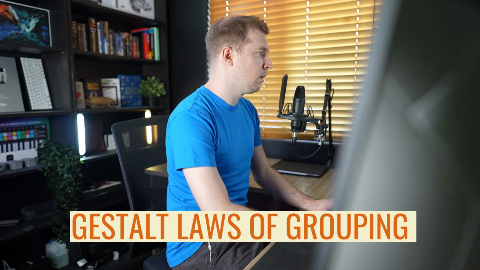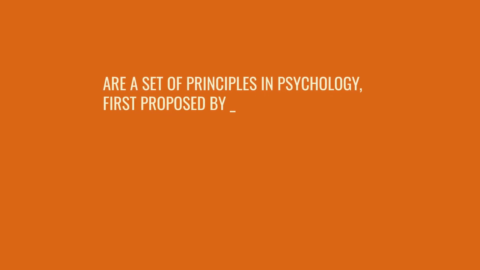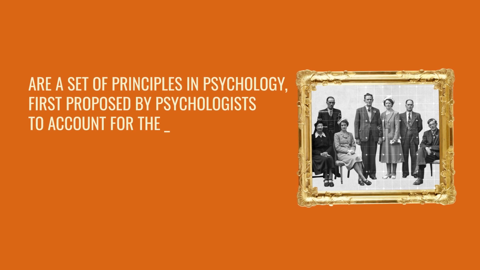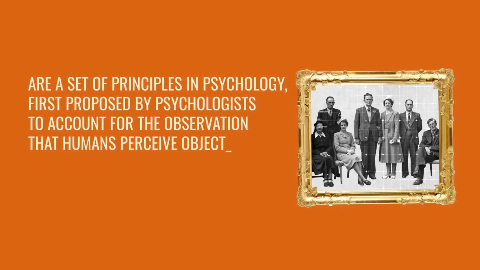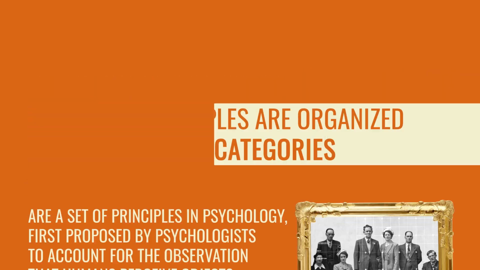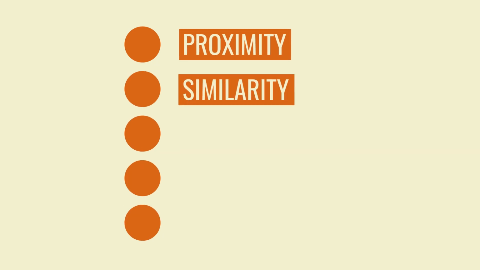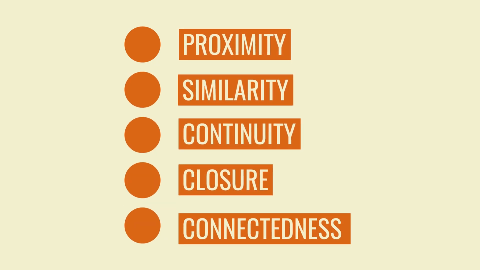Let me explain. The principles of grouping, or Gestalt laws of grouping, are a set of principles in psychology, first proposed by psychologists to account for the observation that humans perceive objects as organized patterns, a principle known as Prägnanz. These principles are organized into 5 categories: proximity, similarity, continuity, closure, and connectedness.